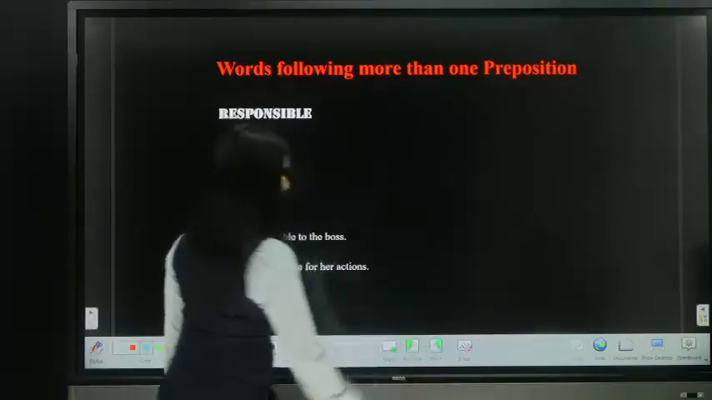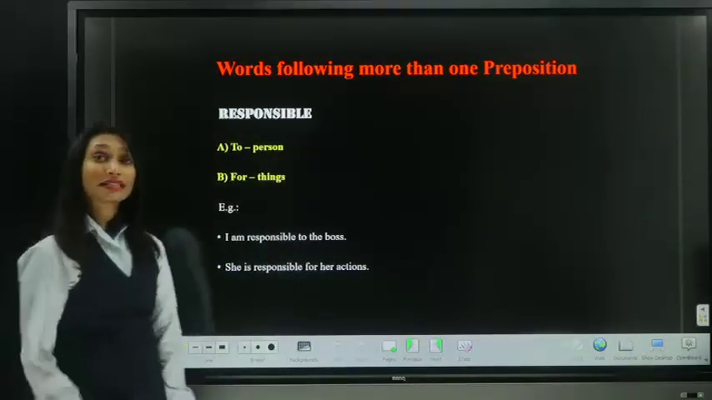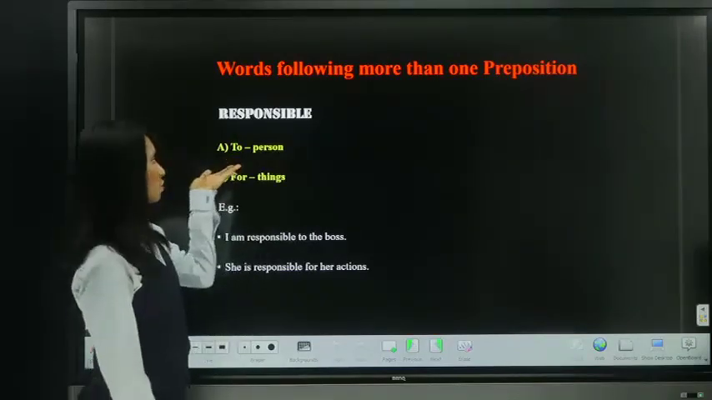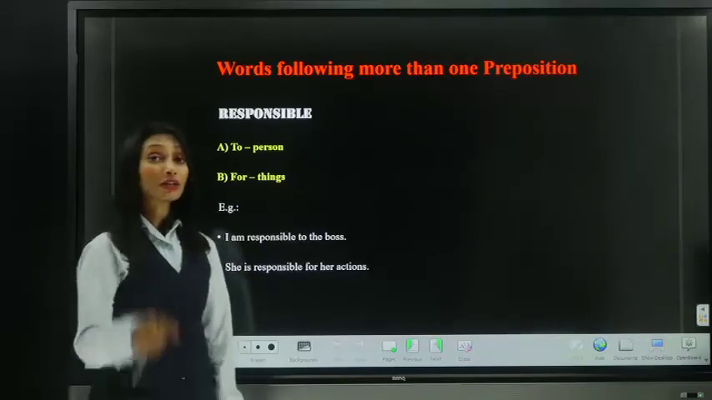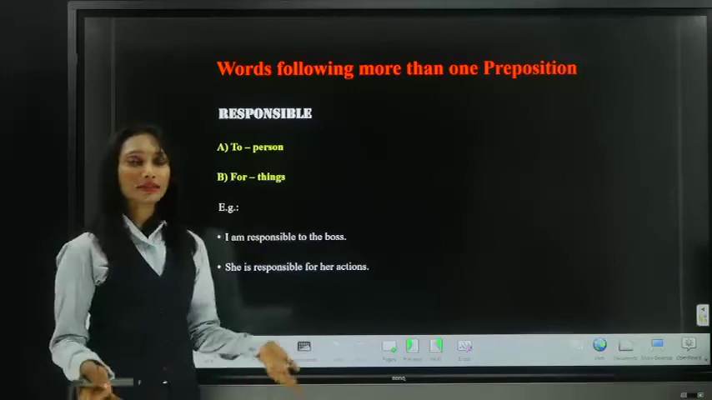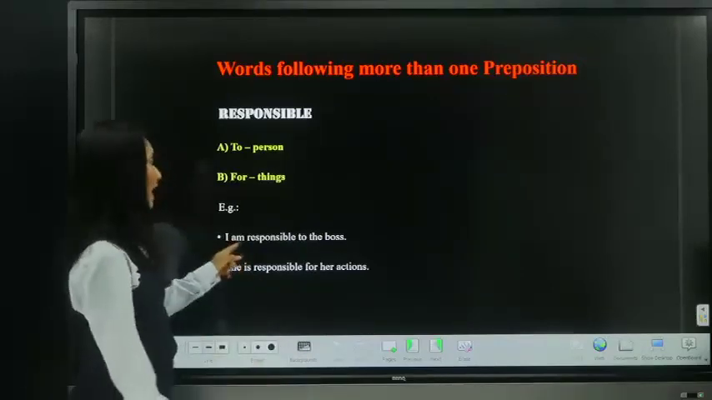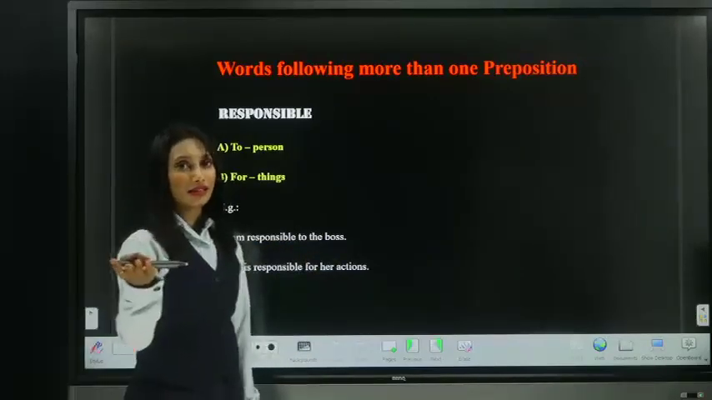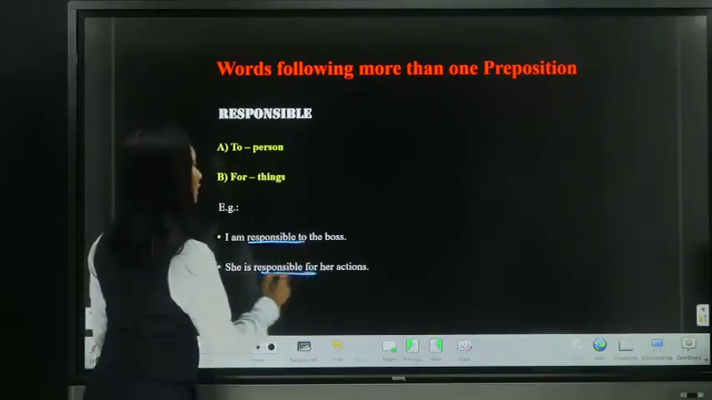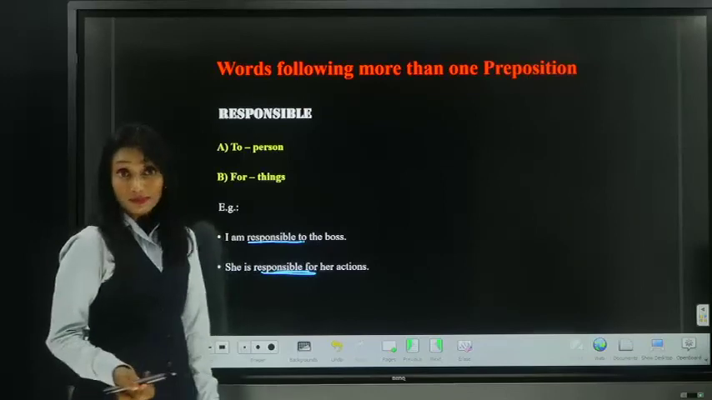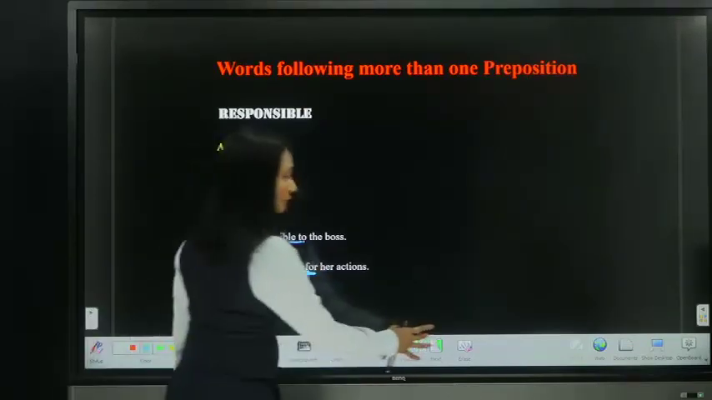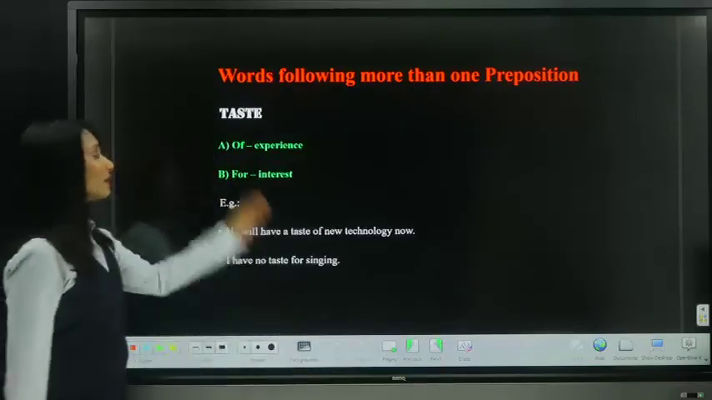Moving on to the next one, responsible. Just like accountable, responsible also takes to and for. Responsible to a person or authority, responsible for things or actions. For example, I'm responsible to the boss, responsible to a person. She is responsible for her actions, just like accountable as I told you. So that's about responsible.